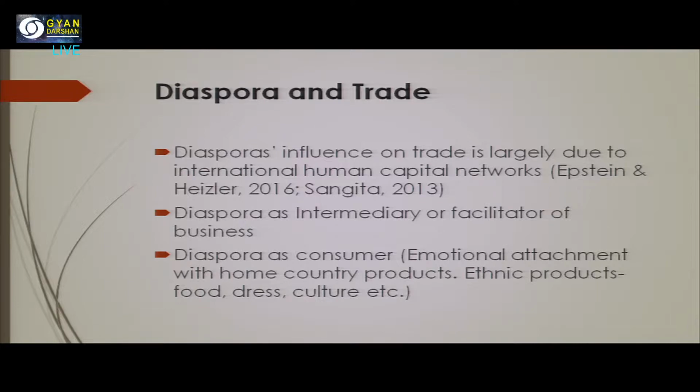Diaspora and trade, when we talk about it, diaspora works as an intermediary or facilitator. It is very important because when you deal with some country, you always take the help of known people, and diaspora creates a lobby, a facilitator, as intermediary, and they can create various trade. And especially when you see the demographic, India's 30 million diaspora can also create a demand for certain kinds of trade, especially the ethnic market.